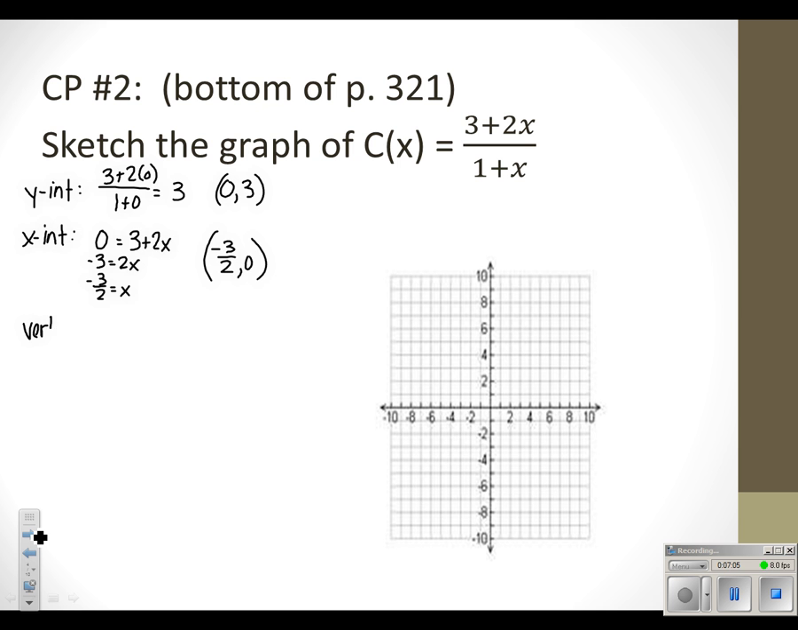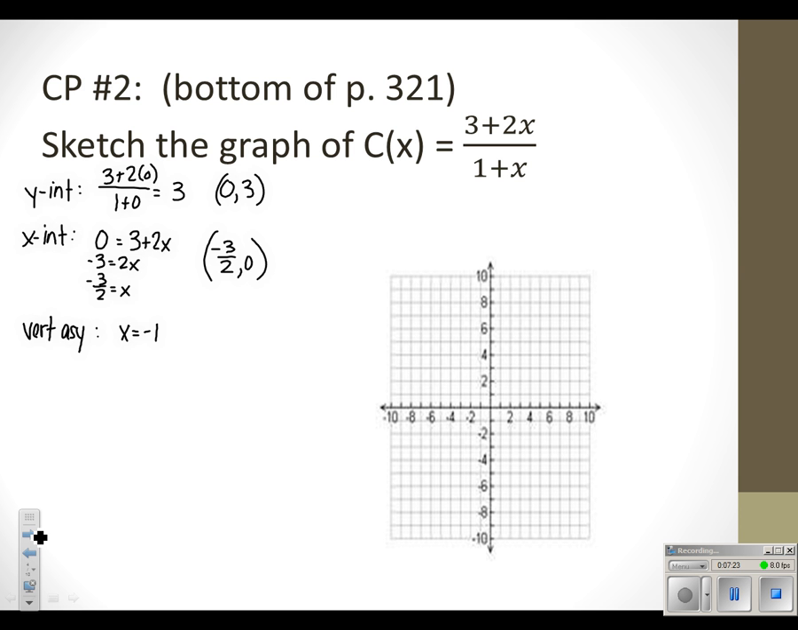Vertical asymptote. Okay, the vertical asymptote is where the denominator is undefined. When x is equal to -1, it's undefined, so x equals -1 is the line of the asymptote.